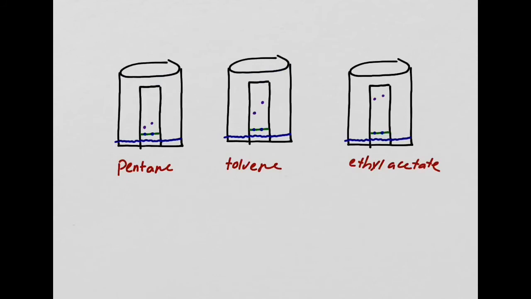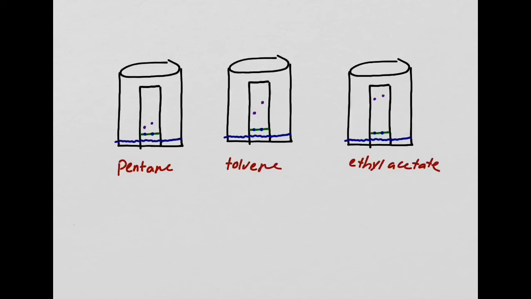Let's do a practice problem to make sure you're getting the concept down. Let's say I ran 3 TLCs and these are all the same compound. One time I ran my TLC using pentane as a solvent. Then I ran the same exact compound again, but I used toluene to run my TLC, and then I used ethyl acetate to run my TLC.